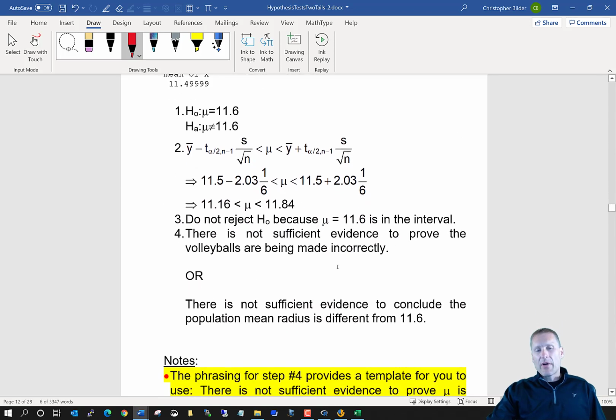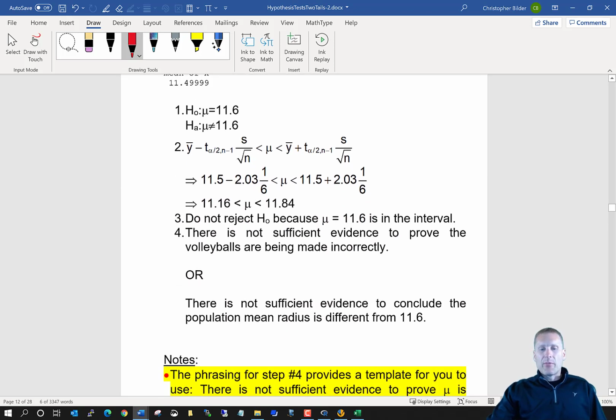So let's do the hypothesis test. I set up my null hypothesis and my alternative hypothesis. Then I do my confidence interval. Here's how you would do essentially the by-hand calculations outside of R. Now, in this particular case, my null hypothesis states a value of 11.6. Notice that 11.6 is within the interval itself, so because of that, I need to say do not reject H0.